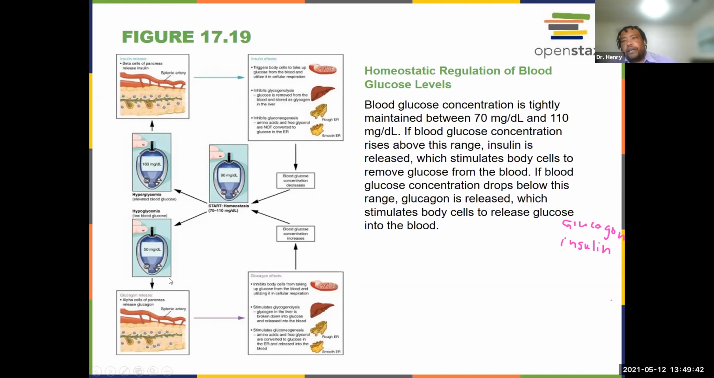So we know that glucagon is responsible for the increase of blood sugar level, and insulin is responsible for the decrease of blood sugar level. Okay? Make sense? Yes.